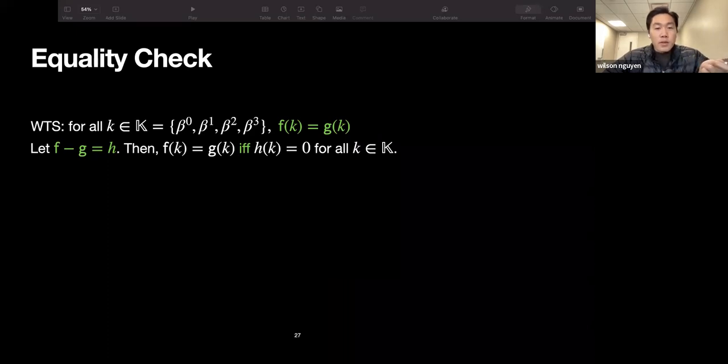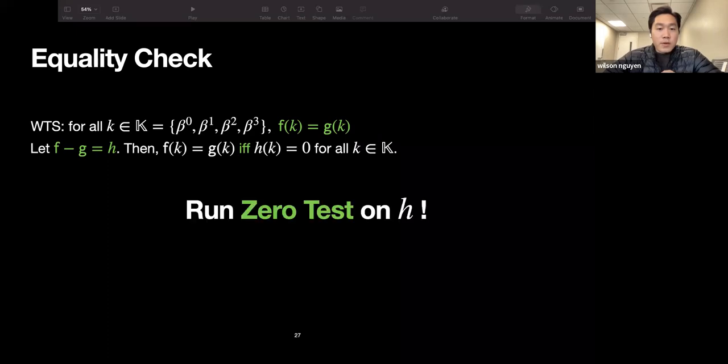So in order for f to be equal to g over the multiplicative subgroup K, it must be that this polynomial h is identically 0 over the multiplicative subgroup. And so we simply have to run the aforementioned zero test on the polynomial h. And so that suffices to check equality.